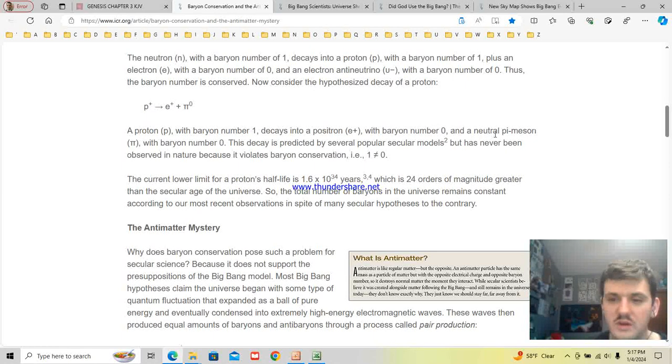A proton with a baryon number of 1 decays into a positron, e+, and a neutral pion, with a baryon number of 0. This decay is predicted by the popular grand unified models. It has never been observed in nature because it violates baryon conservation. One does not equal zero.